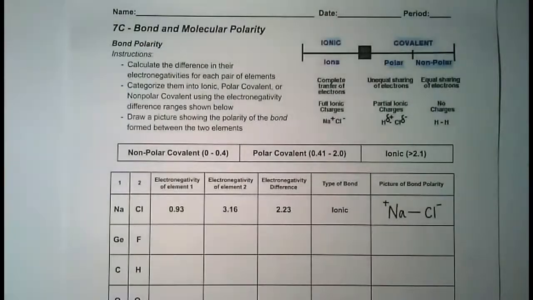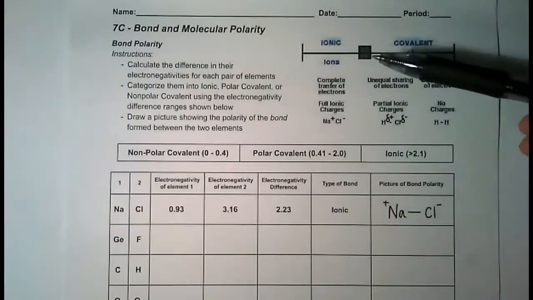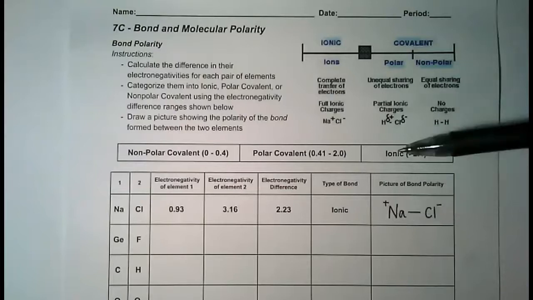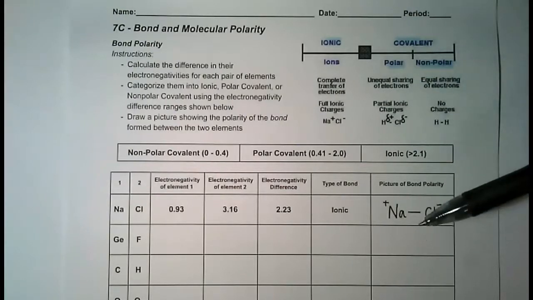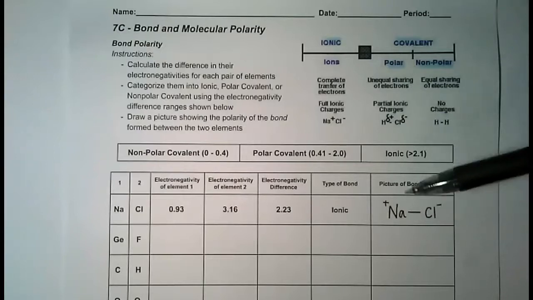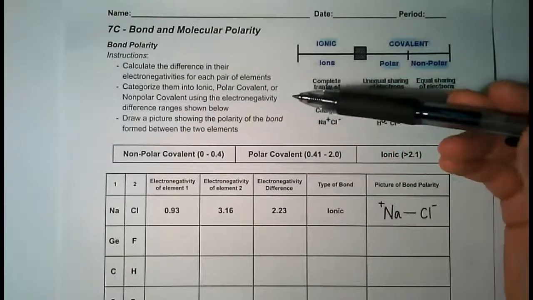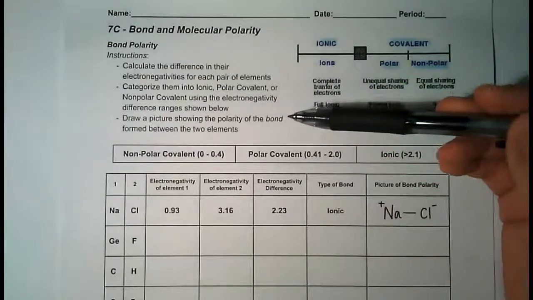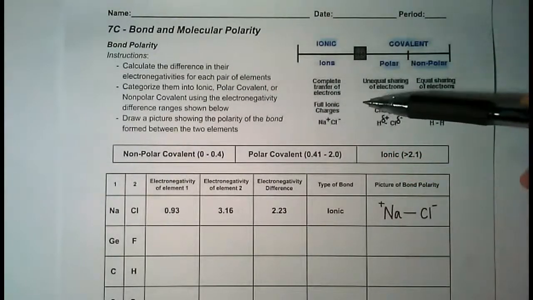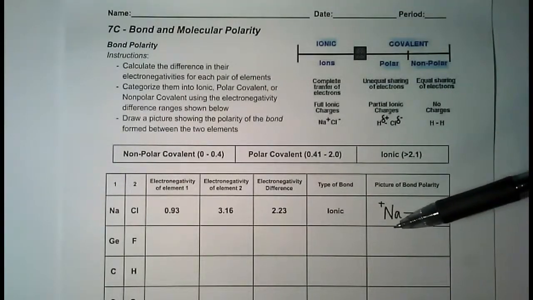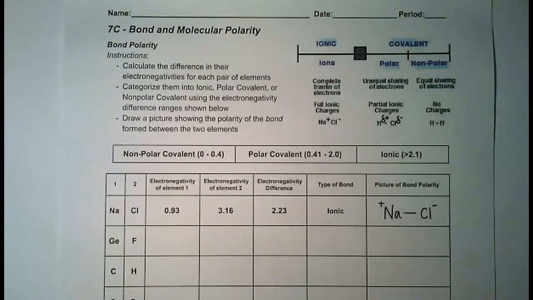To start this activity, we are looking to determine whether each type of bond is polar, nonpolar, or whether it is actually an ionic bond that will form. We're going to start by calculating the difference in the electronegativities for each pair of elements, and then we will put them in categories, and after we do that we will draw a picture of the bond polarity. As you can see, the first one is done for us.